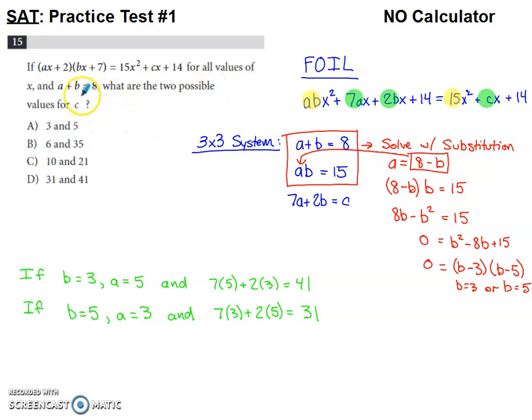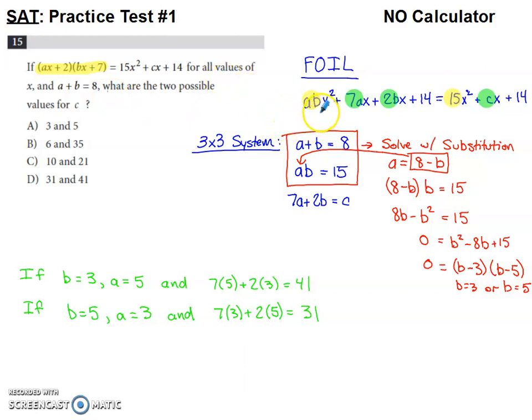They do provide us with a little bit of information about a and b. They don't tell us the values of a and b, but they do tell us that a and b sum to 8. And then it asks what are two possible values for c. So what I thought when I looked at this was, maybe I can FOIL out the left-hand side of this equation and start to get somewhere.